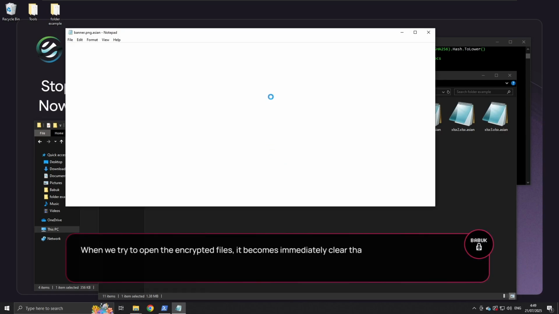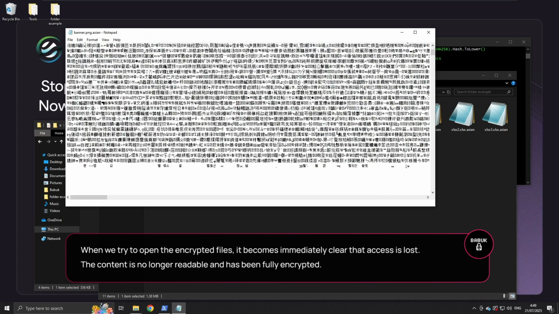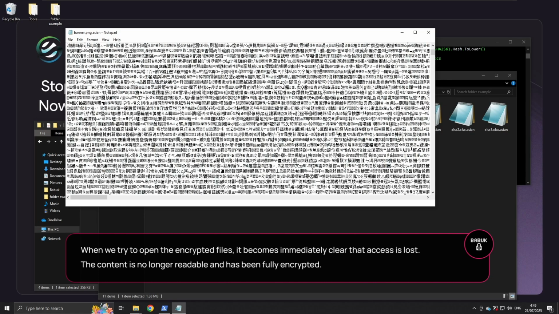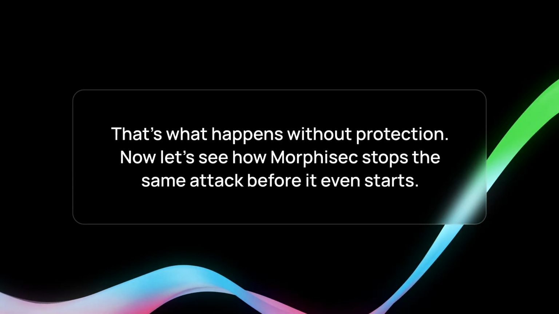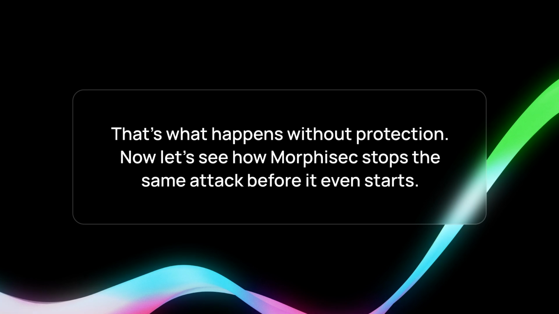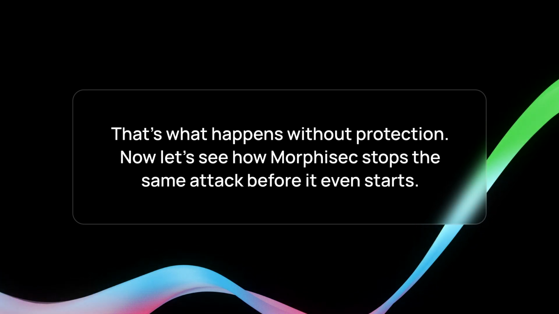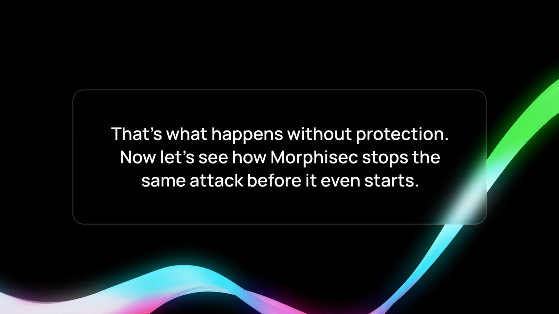When we try to open the encrypted files, it becomes immediately clear that access is lost. The content is no longer readable and has been fully encrypted. That's what happens without protection. Now let's see how MorphoSec stops the same attack before it even starts.